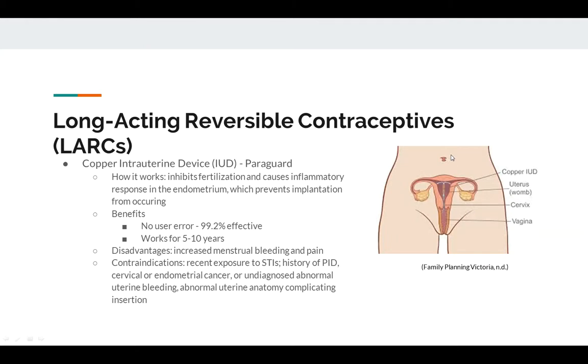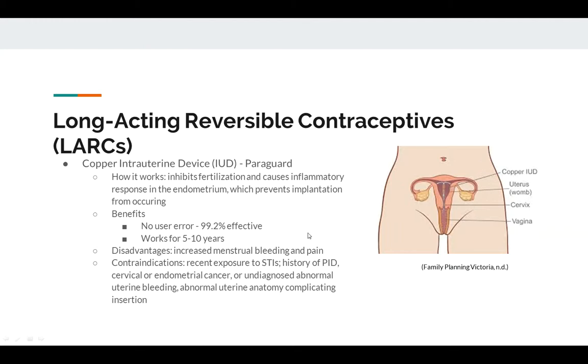The long-acting reversible contraceptives have not had good uptake in the United States, but they are actually tremendously effective, and they're a really good option, especially for young adults who are responsible enough to use barrier methods for STI prevention. So there are different ones. The copper IUD is inserted into the uterus. It's often called the IUD because it doesn't have any medication, so intrauterine device. It inhibits fertilization and inflames the endometrium, and that prevents implantation.